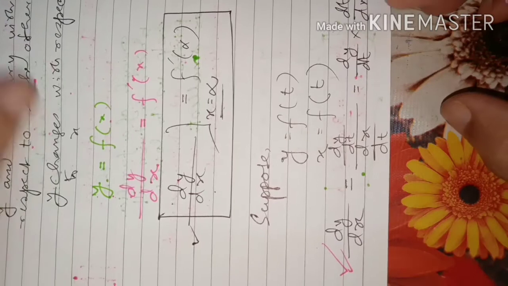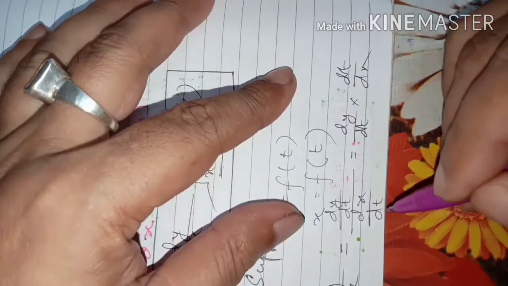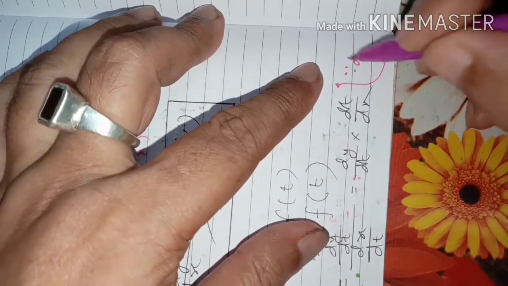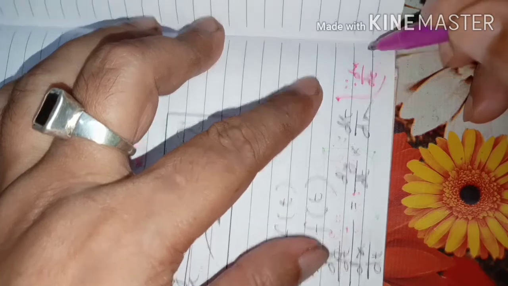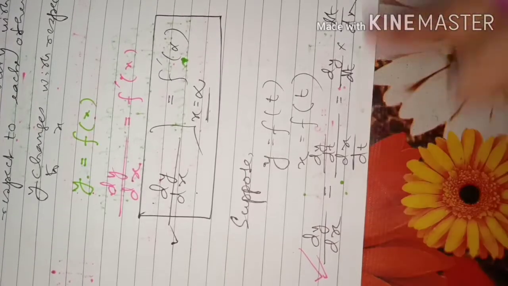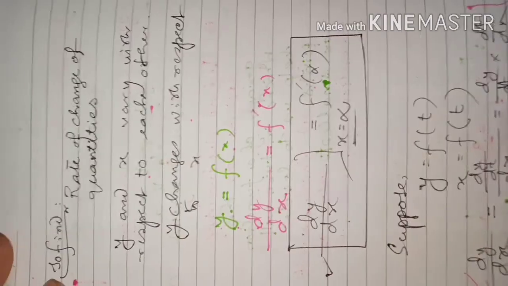So we are going to use this. Here, provided dx by dt is not equal to 0. The condition is that dx by dt must not be equal to 0. With this condition, this dy by dx can be found out. Okay, dear students. So let us go to solve some problems.